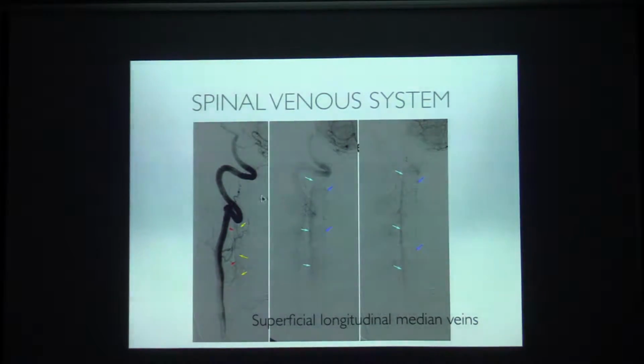Just a little bit about venous. This is the arterial phase. You inject, you see the anterior spinal artery going down, and if you wait, this is a beautiful picture, you can almost see capillary enhancement of the cord.